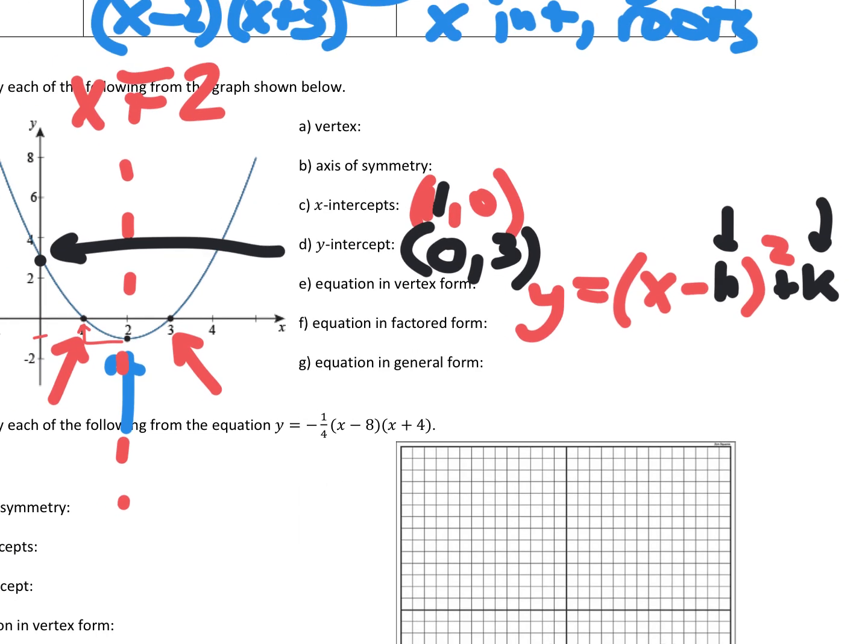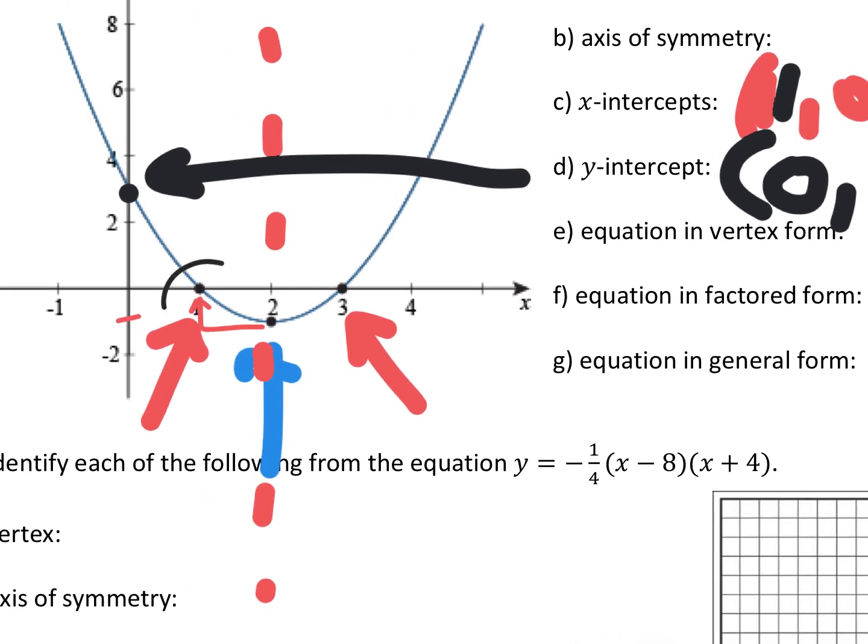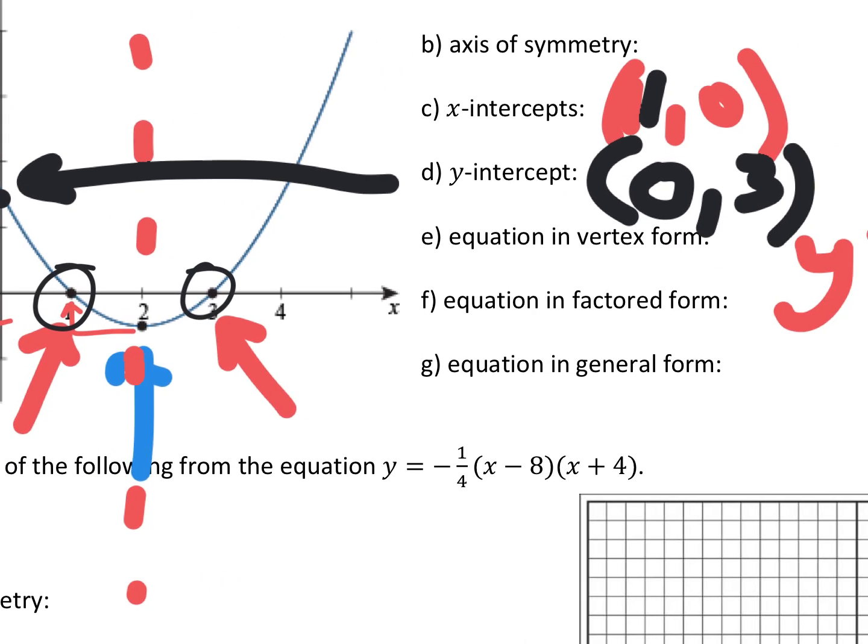Factored form, where could I get the factors? Oh yeah, these guys. So like x minus 1, x minus 3. That's factored form. How about general form? Generally, you just multiply this thing out.